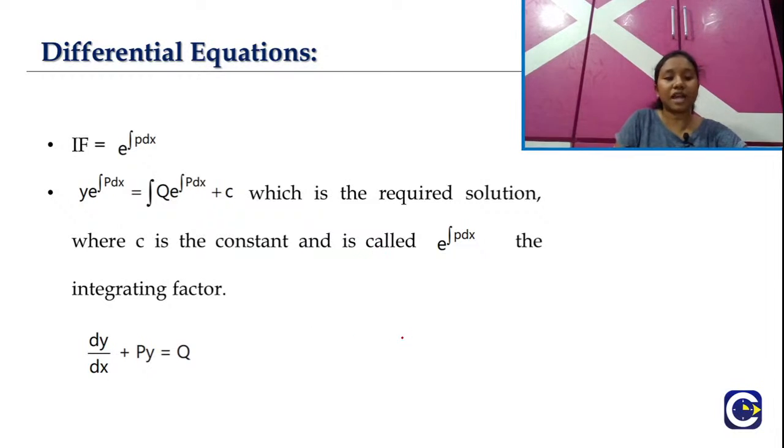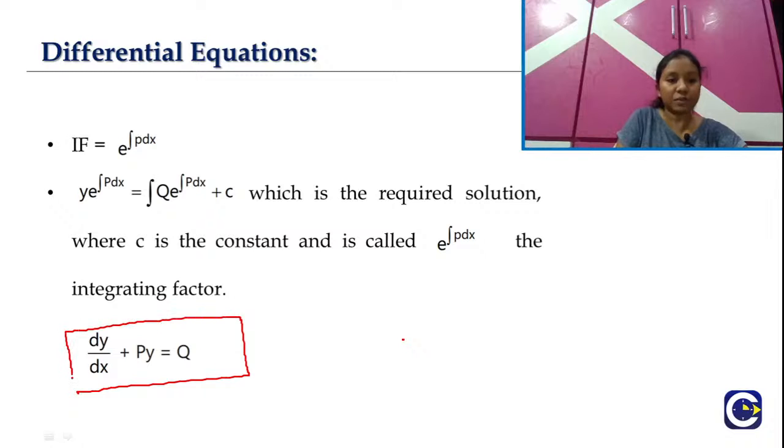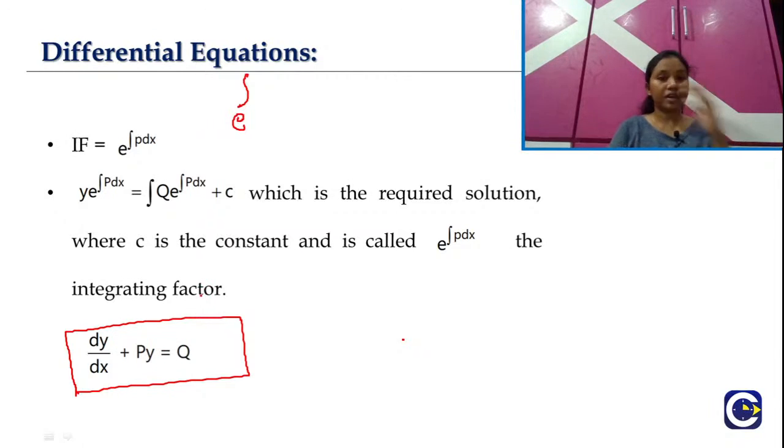What is our standard linear equation? dy by dx plus p into y is equal to q, and the integrating factor is given by e power integration of p dx. Here p can be a constant or a function of the variable x. So e power integral of p dx will be the integrating factor here.